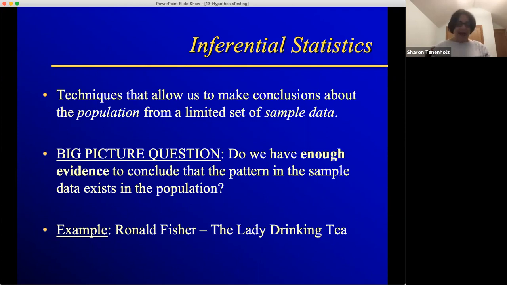And later on, he knew it was a very unlikely scenario that she would correctly get all 8 cups correct if she really couldn't tell the difference. He calculated that probability. It's 1 in 70, or about 1.43%. If she really couldn't taste the difference and was guessing, she would only get them all right 1.4% of the time. But she did it.